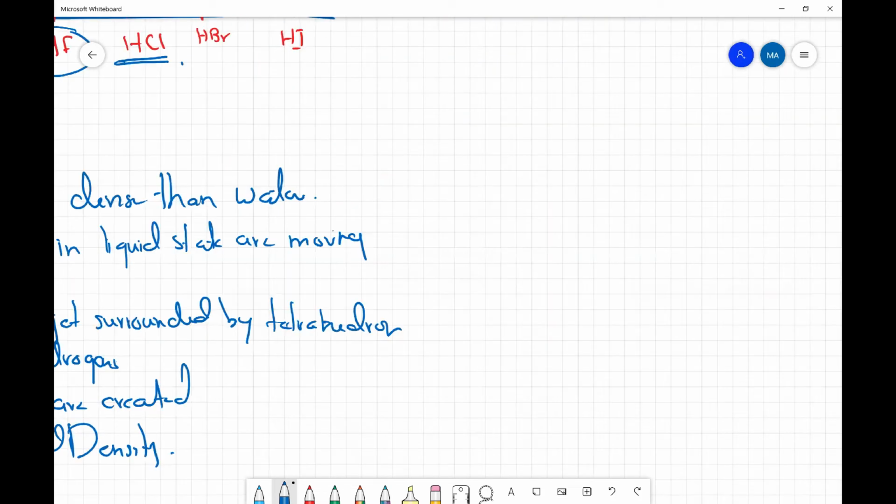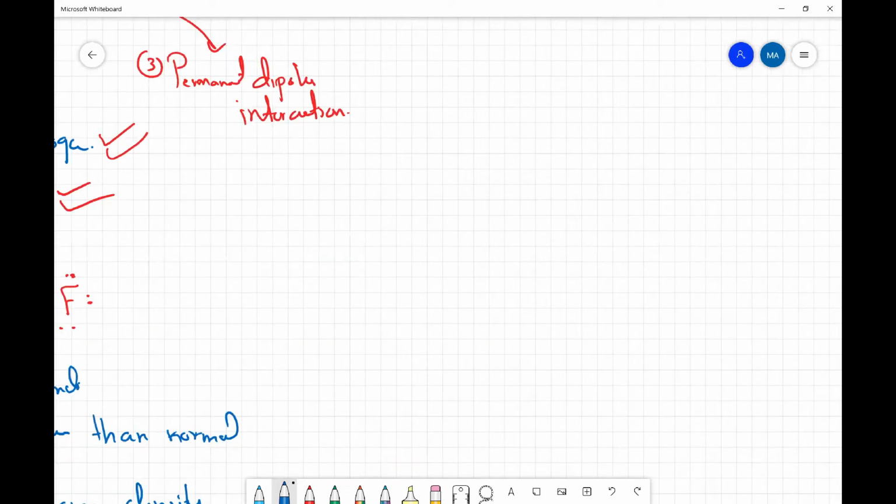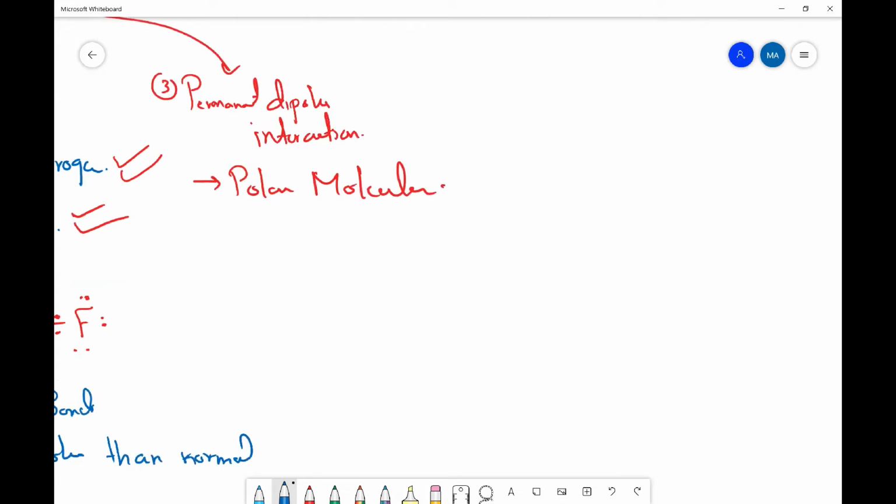Now, moving on to the permanent dipoles, the last intermolecular force. Permanent dipoles are the strongest dipoles. By the name, you can see that this type of interaction is only true for a polar molecule. Number one, the molecule has to be polar. Why? Because if there are dipoles, then there will be permanent dipoles, right?